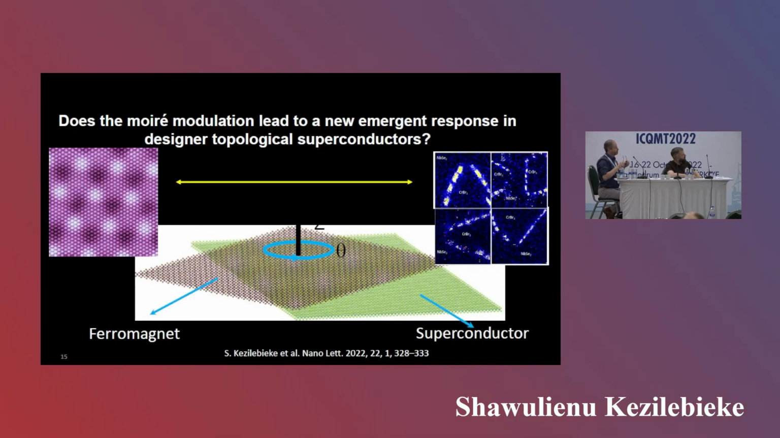So one can think of, in these materials, we also have this moire pattern. So the main question now is: is there any relation between this moire pattern and the modulation of the edge states on the system? Next slide, please.